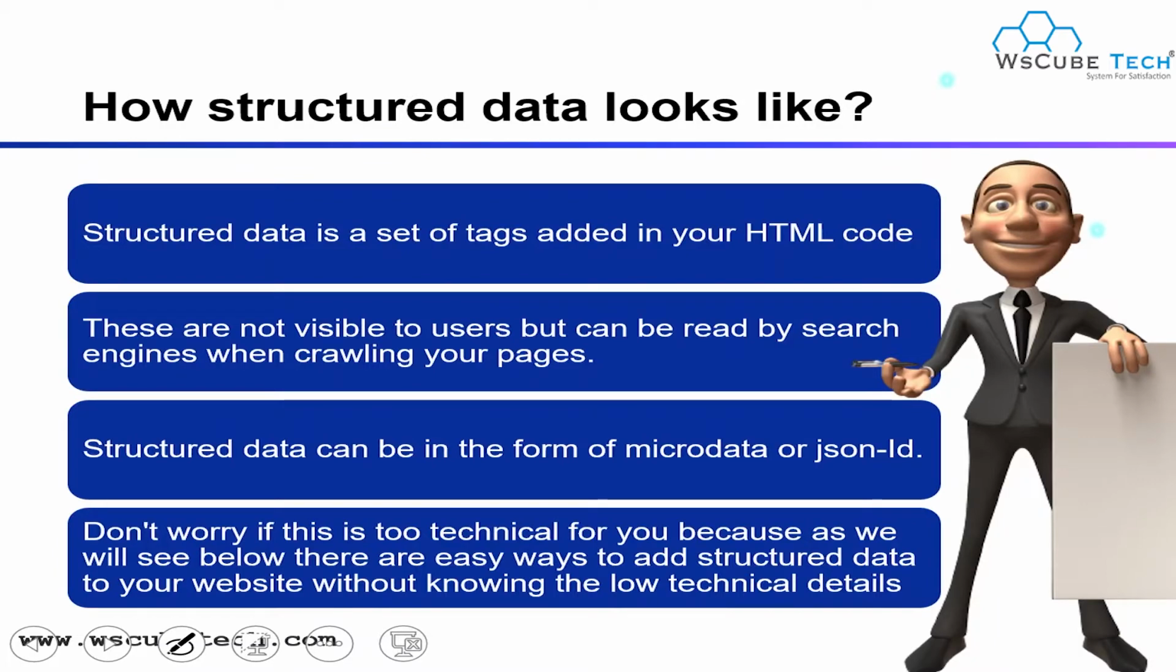Now, how does this particular structure look? Let me explain how schema markup code looks. This is just a set of tags which is added in your HTML code. These are not visible to users but can be read by search engines when crawling your pages. And the structured data can be in the form of microdata or JSON-LD. Don't worry if this is too technical for you, because we have very easy ways to add structured data to your website without knowing any technical details.